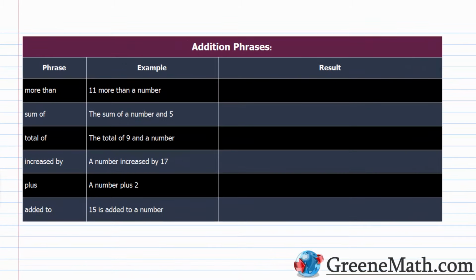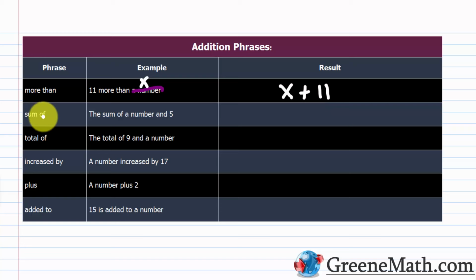We're going to start out today by looking at some common addition phrases. First we have the phrase "more than." More than is telling us we need to add. As an example, we have 11 more than a number. Anytime I see a number or the number, I can replace it with a variable like x or y or z, whatever you want to use. I'm just going to use x. One strategy is to line out where you see a number and put a variable. If I read it now, it says 11 more than x. That just means if I had x, I want 11 more than that. So that can be represented with x plus 11. This is 11 more than x.